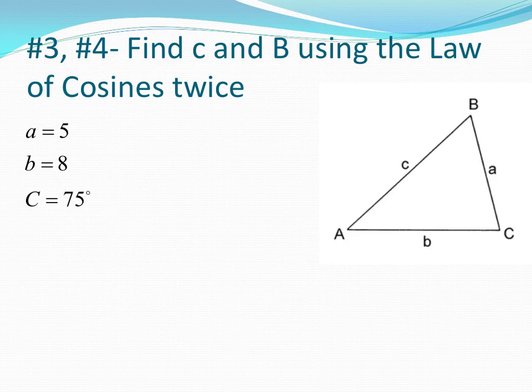So let's look at an example for you to try. Numbers 3 and 4 in the Edmodo quiz ask you to find side c and angle B using the law of cosines twice. I'm giving you side-angle-side in this situation, which is the easier of the three situations in which you can use the law of cosines. Since you have everything on the right-hand side of the equation of the law of cosines, you can easily find side c using the law of cosines the first time. Then you're going to use it a second time, just like we did in the previous example, to find angle B.